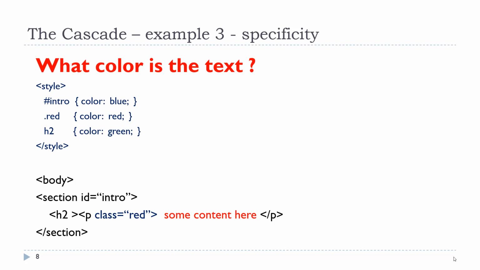Let's take a look at our specificity. Here we have 3 selectors: pound intro, red, a class, and the H2 selector. They are all being styled with the color property set to different values. However, the class will take precedence because it is more specific. It is being applied directly to the P. Should the class had not been there, then the H2 would have taken precedence.